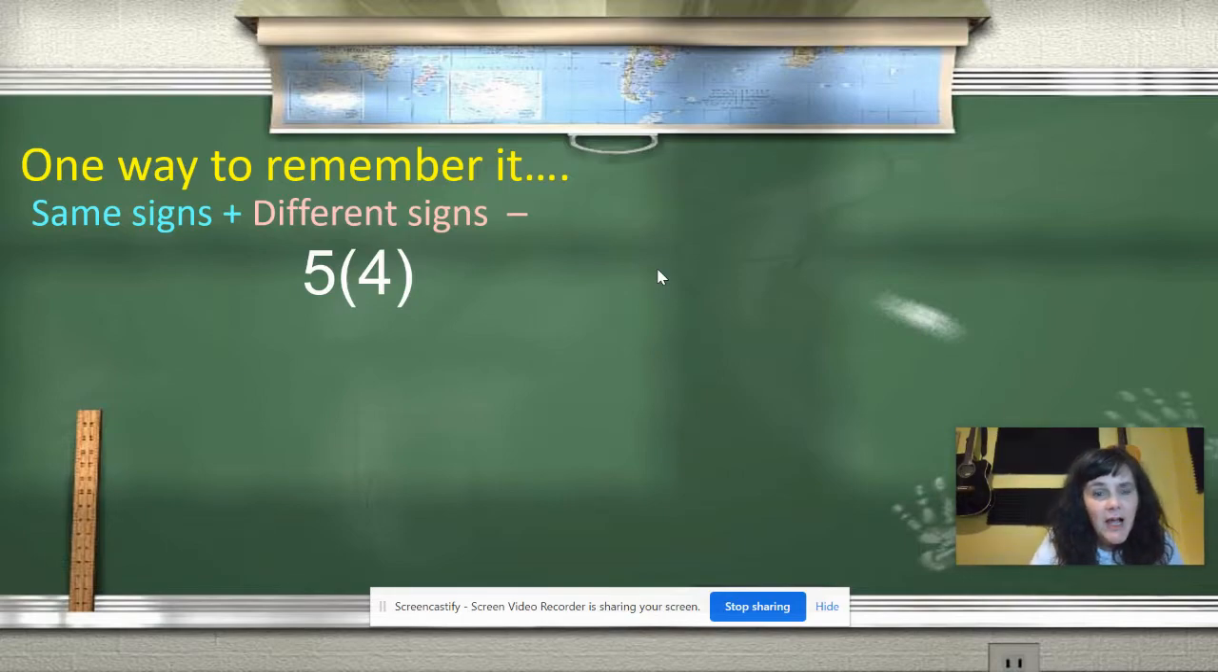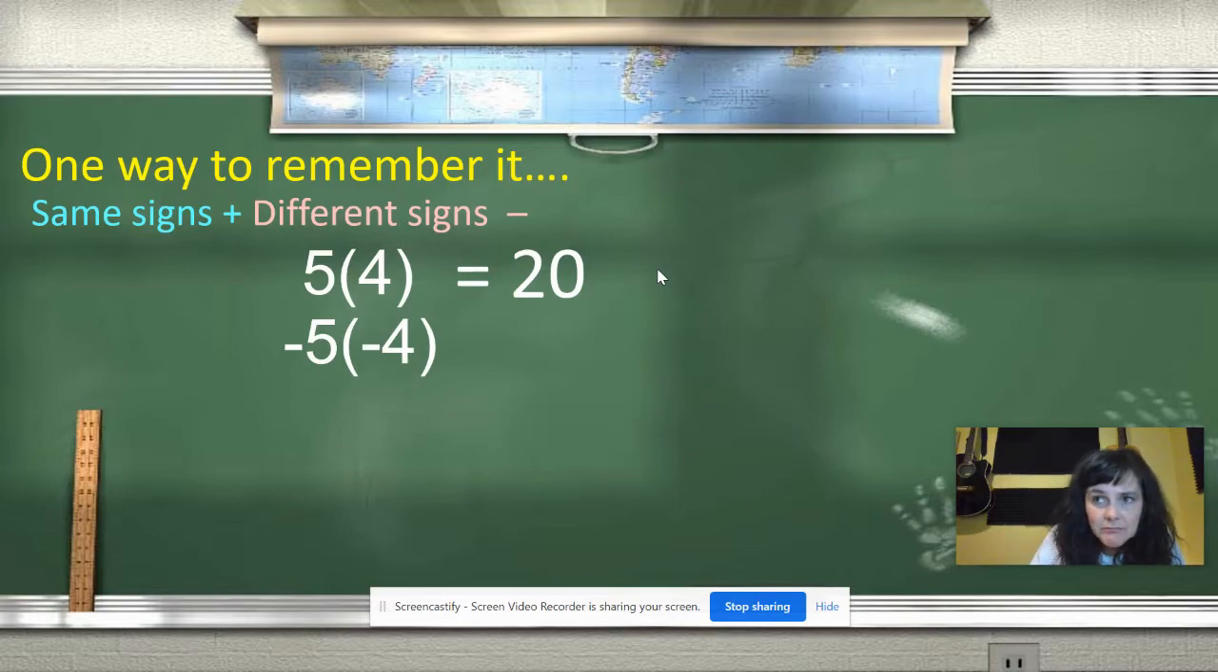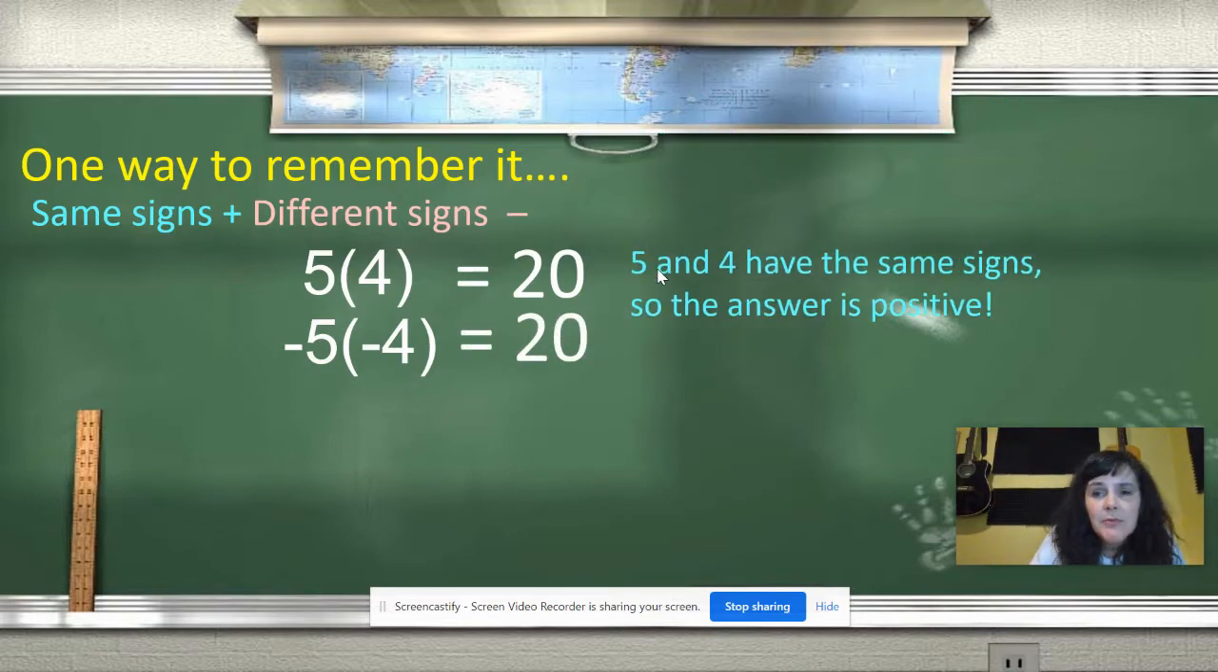5 times 4, I bet you know that is 20, and we know that's a positive 20. But let's look at this one. -5 times -4. Okay, you need to ask yourself, are those signs the same? Yeah, they are. They're both negative. So even though they're both negative, our answer will be positive, because if you have two things with the same signs, the answer is positive. Okay, let's look at another example.